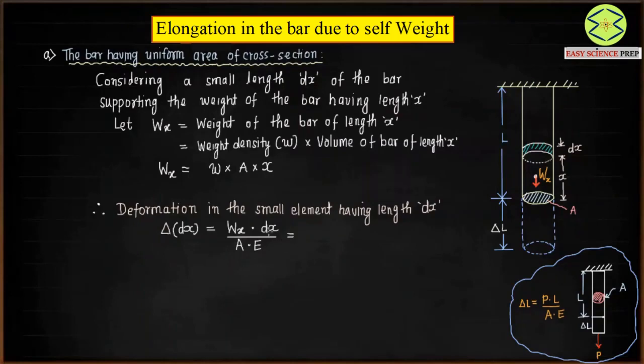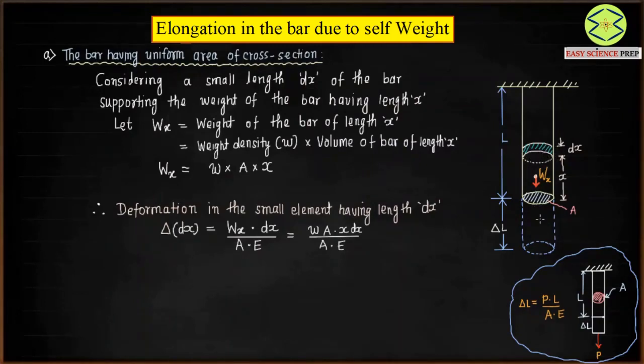So if you see here, Wx is nothing but the weight density times area of cross section times x, and then we have dx, whole divided by, again, area of cross section times modulus of elasticity E. This is the deformation in the small element we have considered.